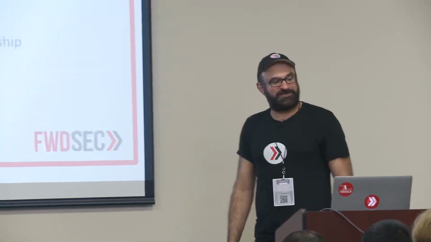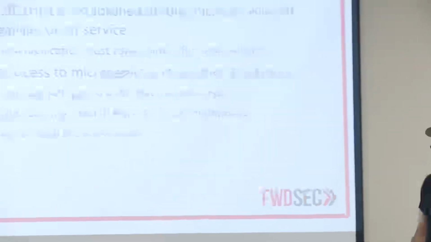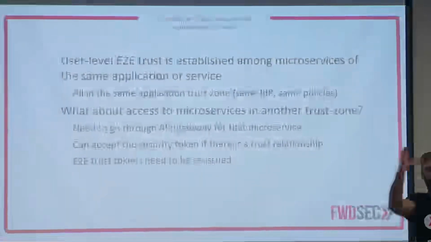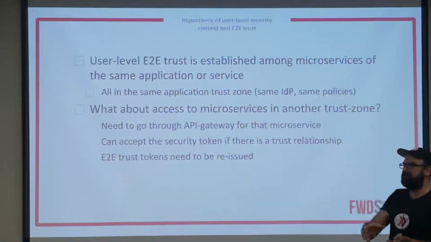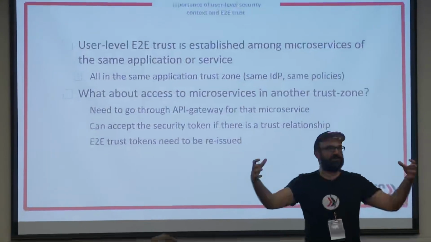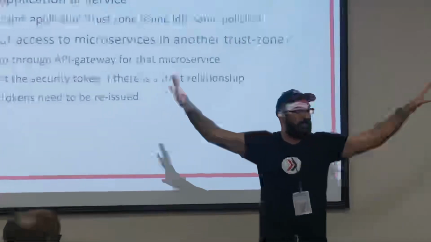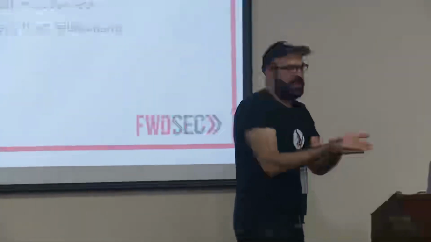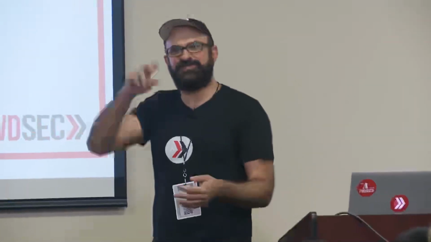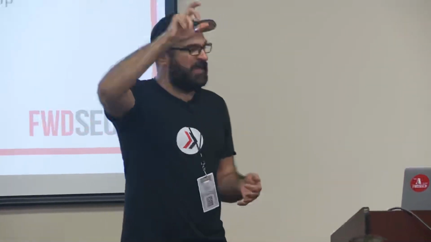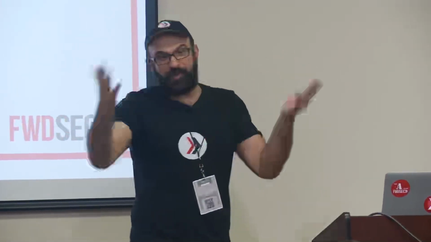So user-level end-to-end trust is established among microservices of the same application or service, right? So we had this monolithic application. Before, they were all inside this walled garden, all the different functions lived happily ever after together. You broke these out, but they still belong to the same application. They can be used by other applications, but technically they're trying to perform functions that ultimately roll out to this application. And they're all in the same app. We call it an application trust zone. So they use the same identity provider and the same policies, right? Because they are part of that application.